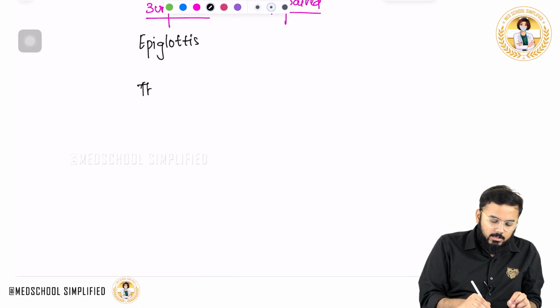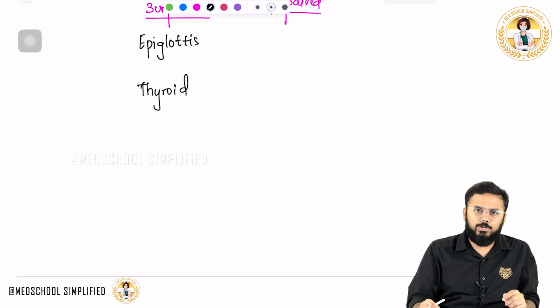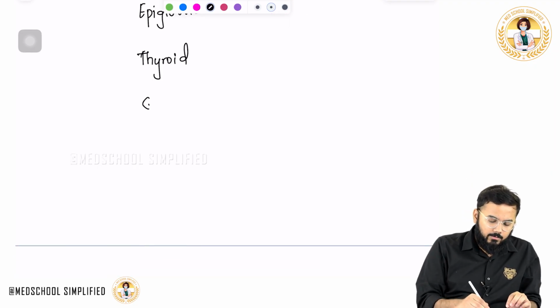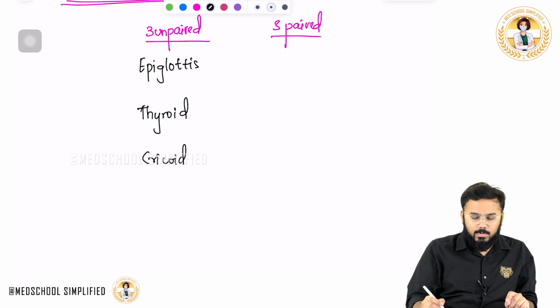Next, you have the thyroid cartilage. All of you know, we have drawn thyroid cartilage a couple of times previously, and this thyroid cartilage is a shield-shaped cartilage. And the third important one is your cricoid cartilage. Cricoid cartilage is a ring-like cartilage. Next, the 3 paired cartilages.